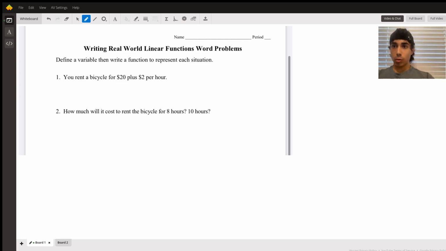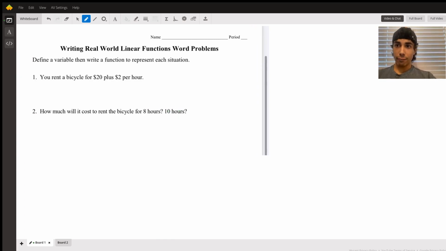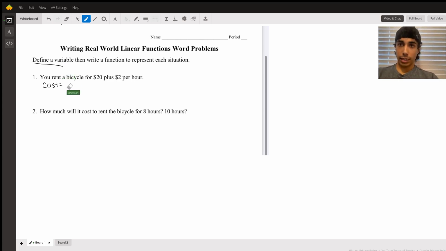Okay, so it says we rent a bicycle for $20 plus $2 an hour. Define a variable, then write a function. We're gonna say that cost equals C. Whenever you see those dollar ones and it says define a variable, just use cost. All right, and then it kind of looks like an E. Let's make that a C. And then it says write a function to represent it.